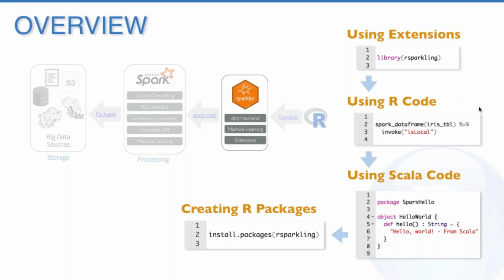The next step is when you don't find an extension already available for Sparklyr. What you can do is use R code to extend the functionality in Sparklyr, or use additional functionality from Spark and a Spark extension directly using R code. We're going to cover this in detail, but it's good to know that there's a way for you to use additional functionality using only R code.